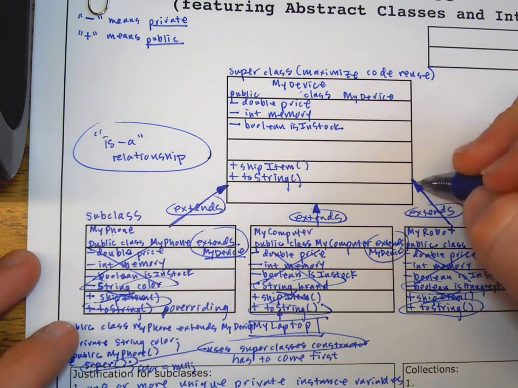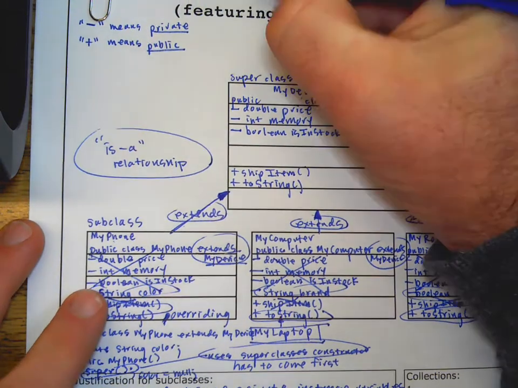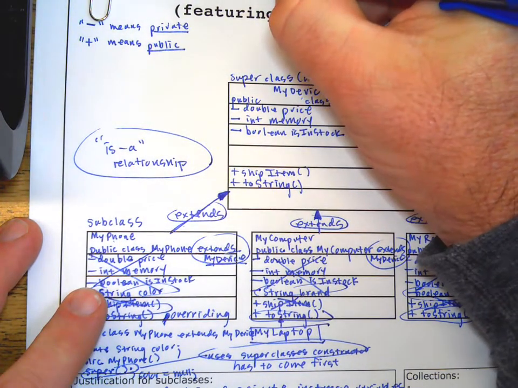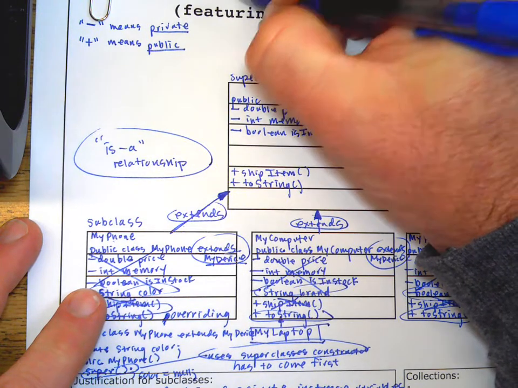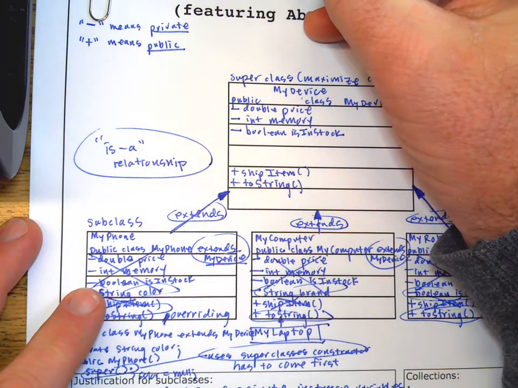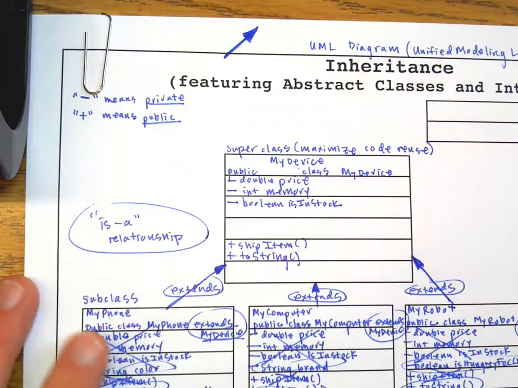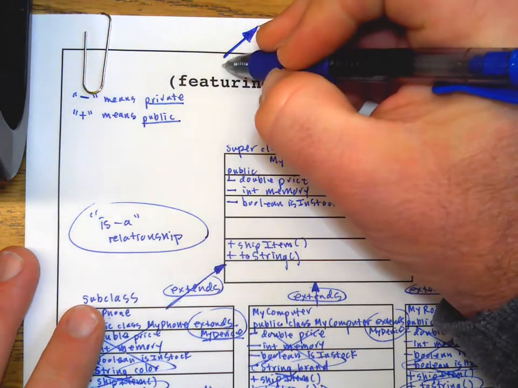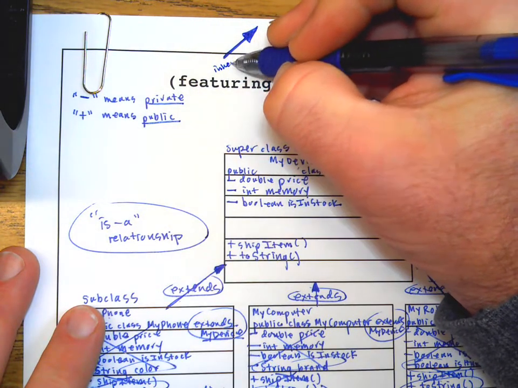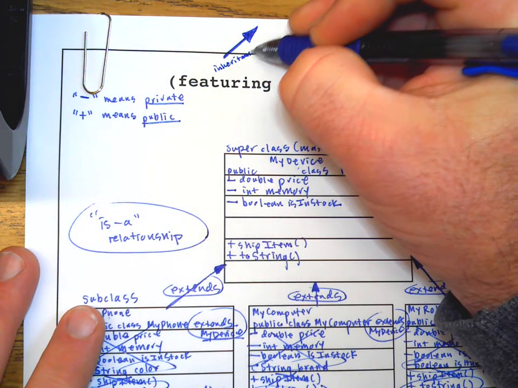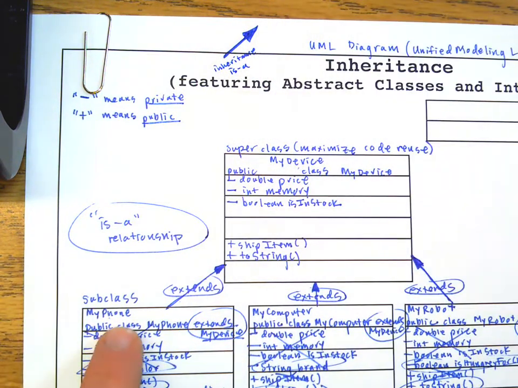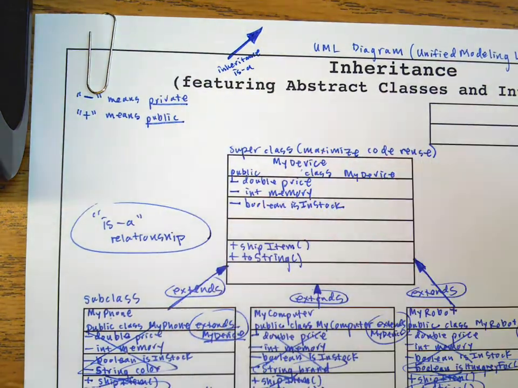By the way, on UMLs, if it's an arrow, the solid arrow. Now on BlueJ, they kind of make it like an open arrow, but they do make it a solid line. And so that's for inheritance. That's an is-a relationship. So my phone is a my device, right?